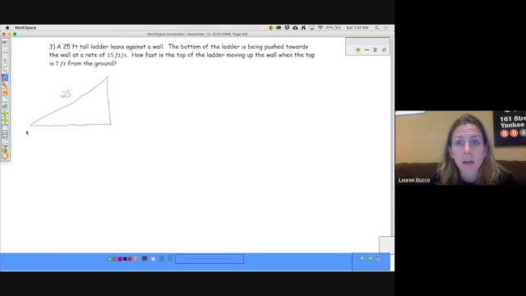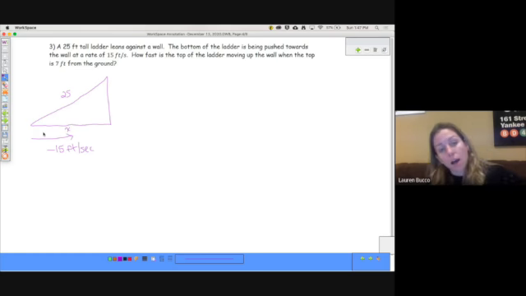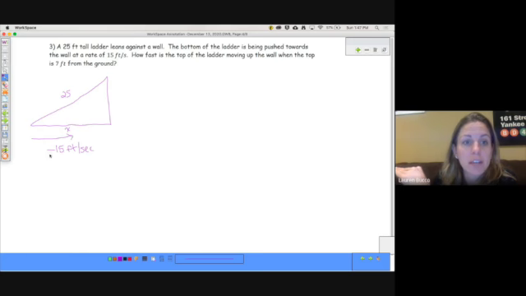The bottom of the ladder, so this is our wall, is being pushed towards the wall at a rate of 15 feet per second. And I'm actually going to label that as negative 15. And if we were in class, I would ask you why. Why am I labeling that as a negative rate? The reason is, if this is our x value, we'll say it's horizontal, it's being pushed towards the wall, meaning the x is getting smaller. So it's a negative rate.